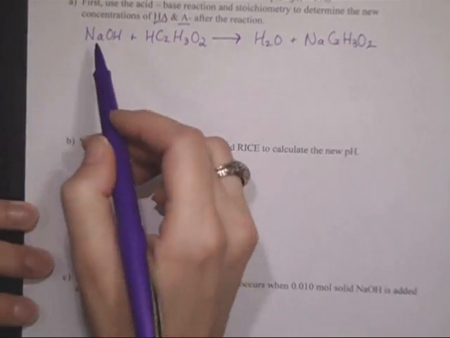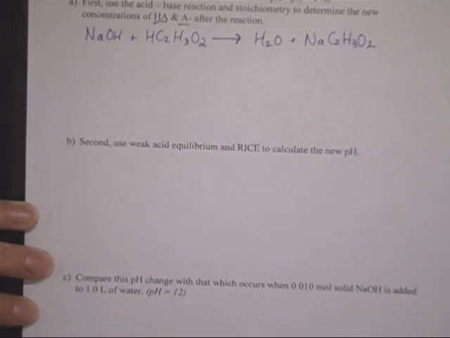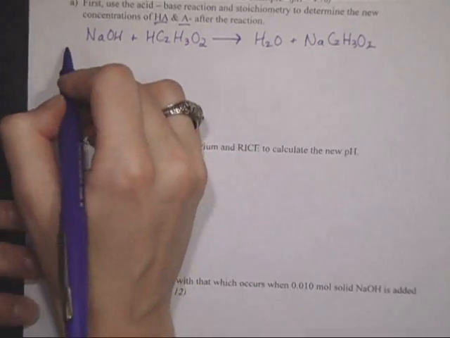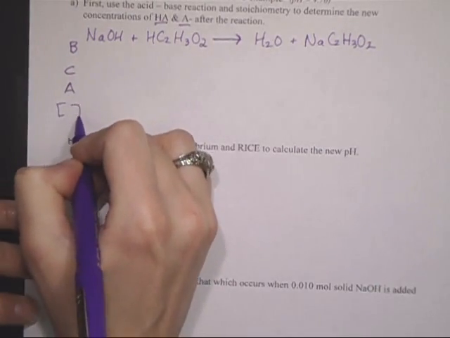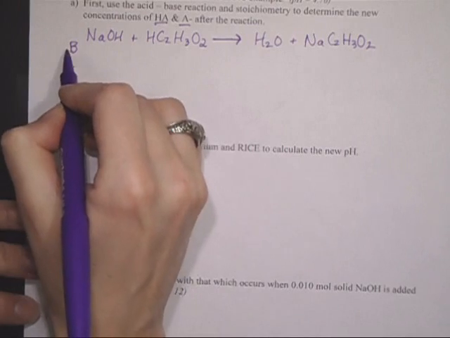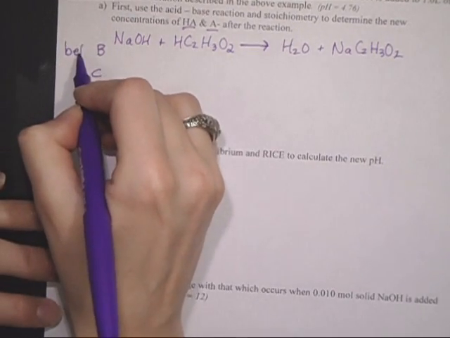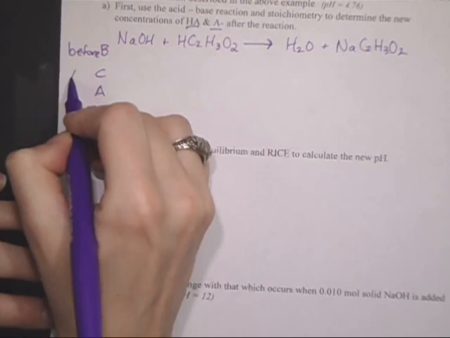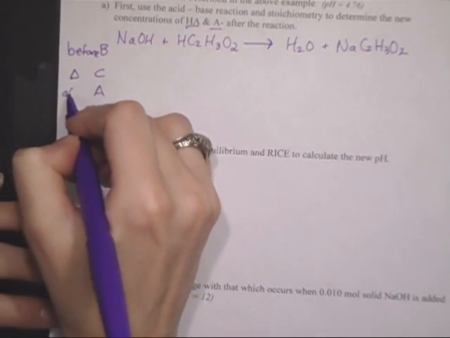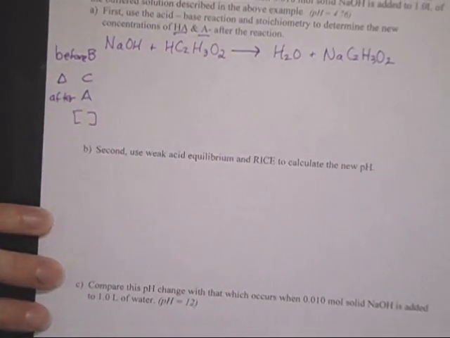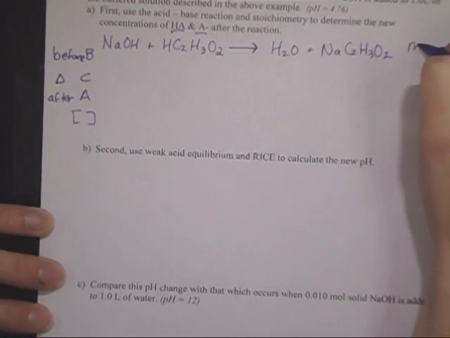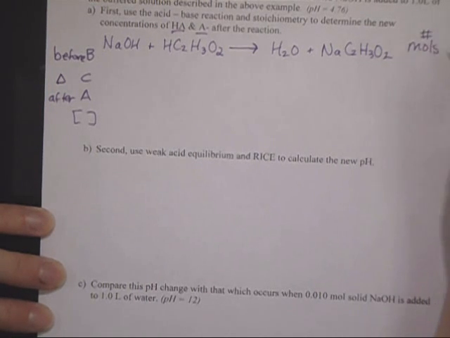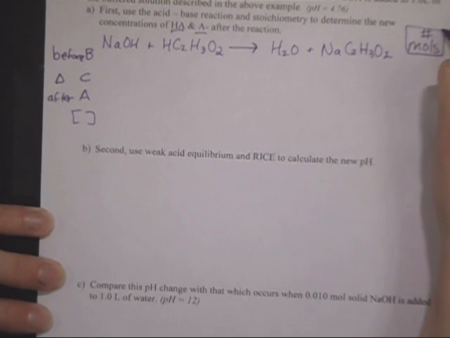We have to figure out all of these concentrations before the reaction and after the reaction. So we're going to do something that's a little bit different. It looks a lot like a RICE table, but it's not. It's Before, Change, After. C is still change, and then after. The difference in a BCA chart and a RICE table is that now we have to use the number of moles rather than molarity. So this is a huge important difference between these two things.